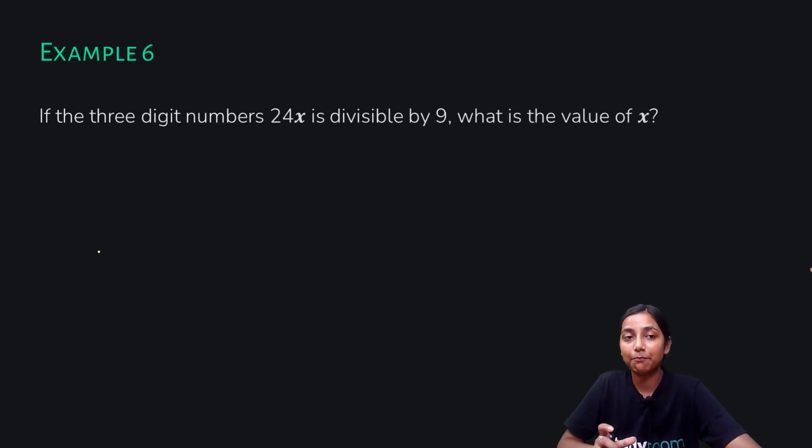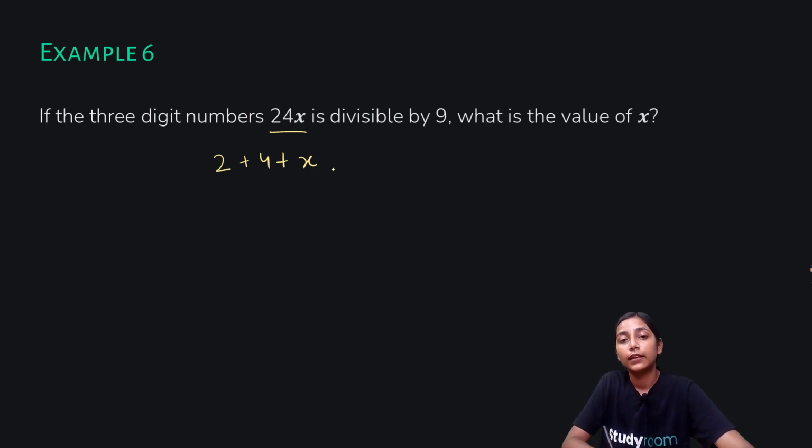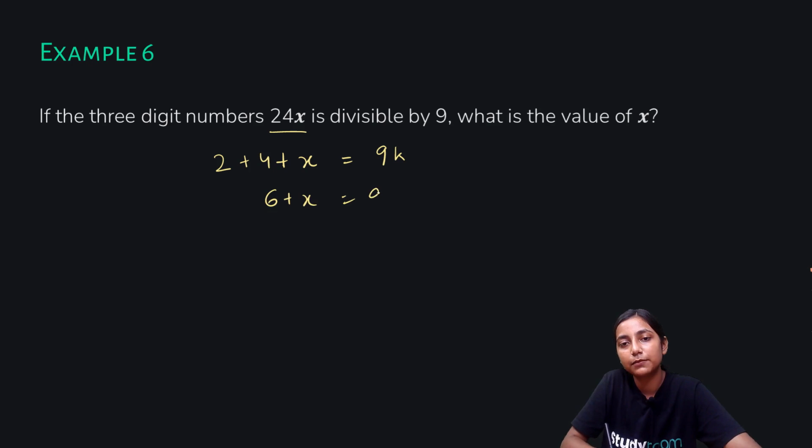Now we're given in example number 6 that if the 3-digit number 24x is divisible by 9, what is the value of x? So you already know that this number will be divisible by 9 when the sum of its digits is divisible by 9. That is, 2 plus 4 plus x has to be divisible by 9. That is, it has to be some 9k. Therefore, we are getting 6 plus x has to be divisible by 9, that is, it is something 9k. You can add 9k minus 6, or you can directly say it is 3 when k is 1. So your x has to be 3.